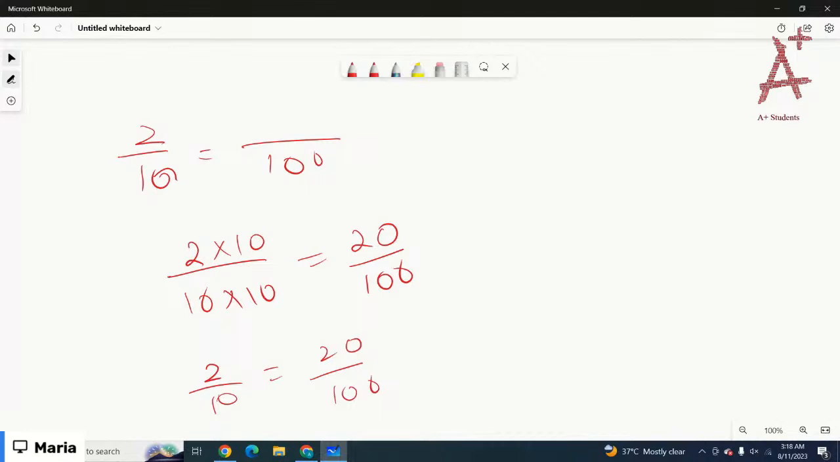So basically, what is an equivalent fraction? If you multiply a fraction's numerator and denominator by the same number, the fraction you get after multiplication is equivalent to the original fraction. You multiplied the numerator and denominator by 10, so you got 20 over 100. The original fraction is 2 over 10, so 2 over 10 and 20 over 100 are the equivalent fractions.